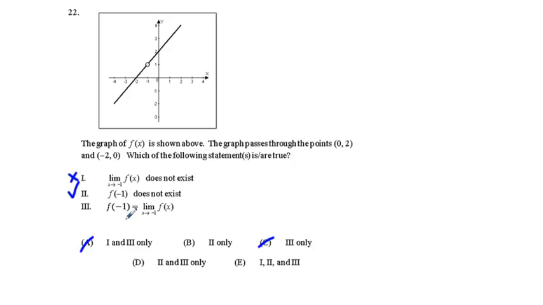Okay, 3, f of -1 equals the limit as x approaches -1 of f of x. Well, f of -1 doesn't exist, so it cannot equal. So in this situation, our only possibility is answer choice B, 2 only.